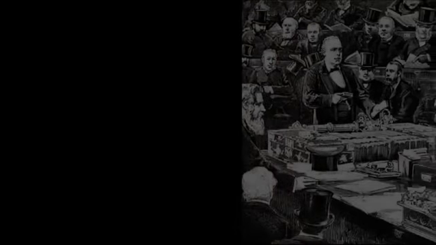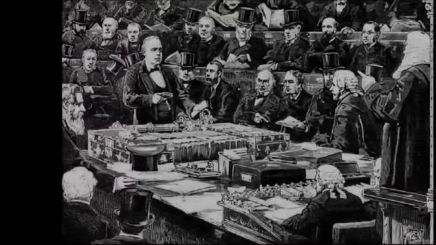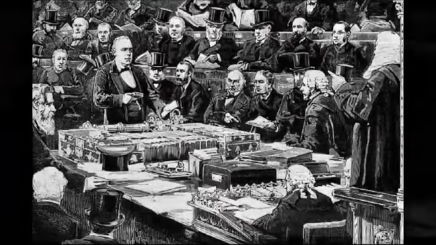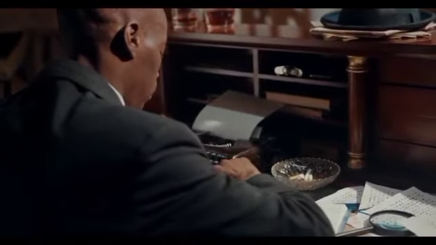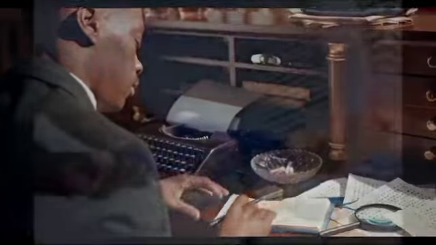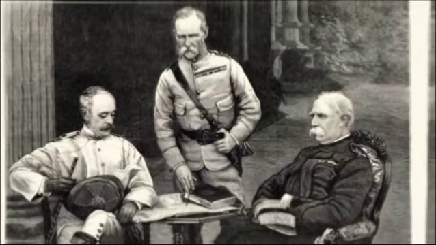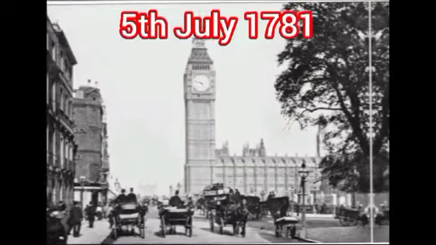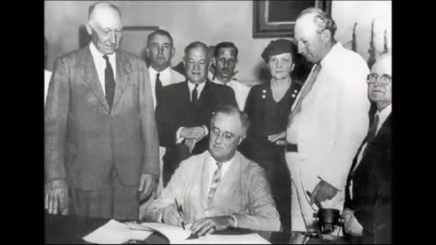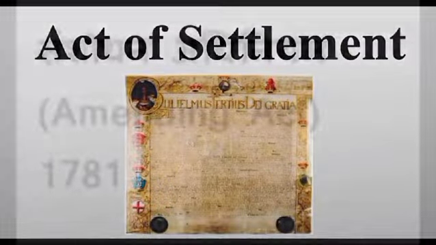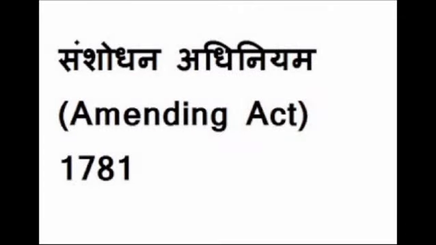Due to this reason, the British Parliament formed a committee which, after investigating the entire fact, would give a report to the Parliament. And based on the report of this committee, on 5th July 1781, the British Parliament passed the Act of Settlement or the Amending Act of 1781.